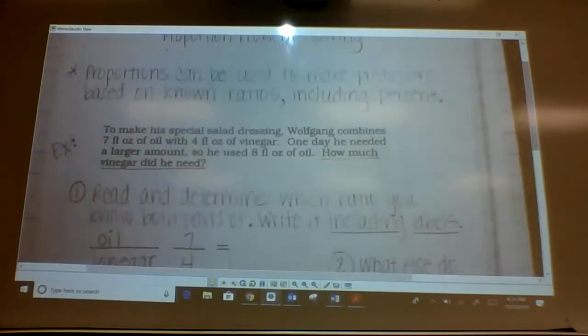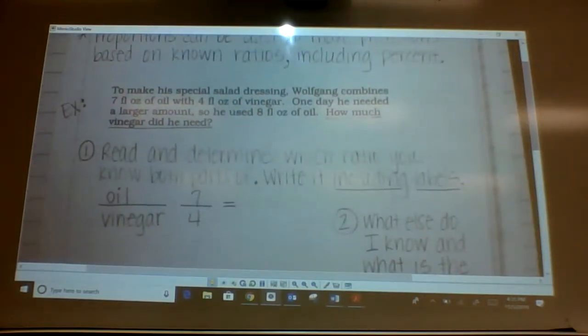So the first example says to make his special salad dressing, Wolfgang combines 7 fluid ounces of oil with 4 fluid ounces of vinegar. One day, he needed a larger amount, so he used 8 fluid ounces of oil. How much vinegar did he need? So he wants to keep his salad dressing consistent on the taste, just like Nana wanted her chocolate milk just the way she wanted it. So we have to keep that ratio consistent of 7 to 4.